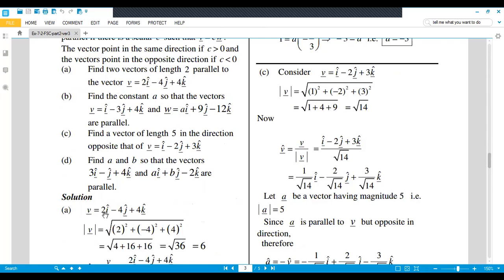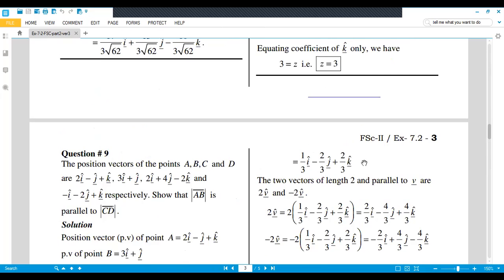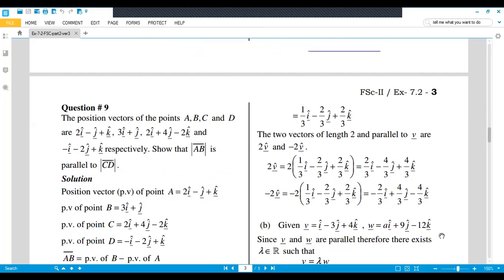First, V is 2i minus 4j plus 4k. So the magnitude of V is the square root of 2 squared plus minus 4 squared plus 4 squared, so we get 6. The unit vector of V is the vector V divided by its magnitude. The two vectors of length 2 and parallel to V are 2V and minus 2V. So 2 multiplied with the unit vector of V gives this, and minus 2 multiplied with the unit vector gives this. This is the solution of the first part.